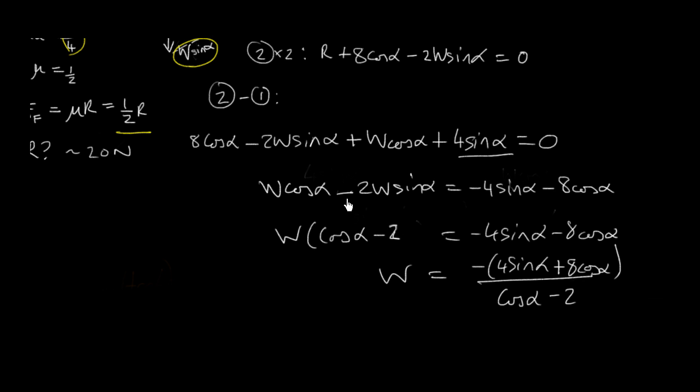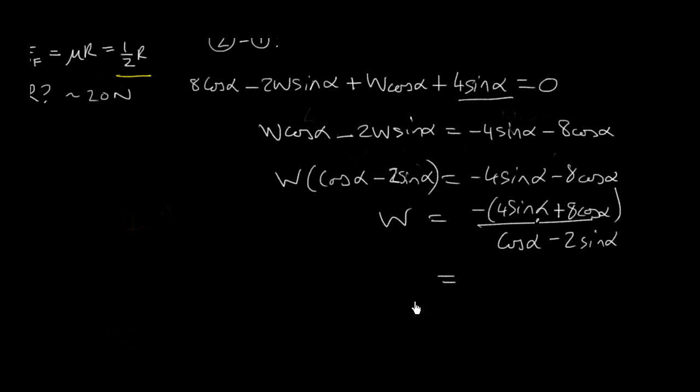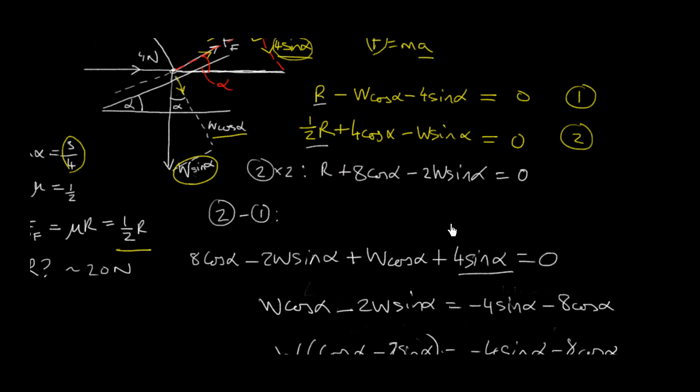Taking the W out, so I should have had here 2 sine alpha. Okay, so here I should have 2 sine alpha. Okay, so now that's W. So let's find W and put it into here to find R.